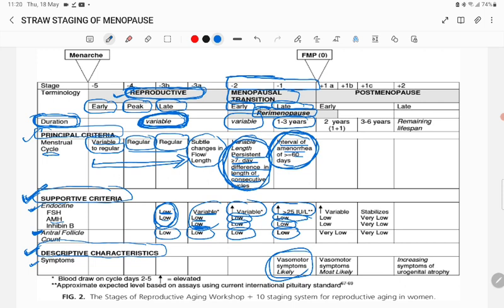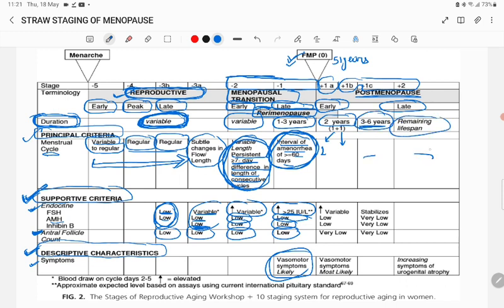Okay, then the final menopause is attained, usually at 51 years. Then the +1 and +2 stages; +1 is again divided into A, B and C. Early, it is again divided into post menopause early and late. The duration is 2 years in the early stage. That is, the first 1 year is the amenorrhea for 1 year. Then the 3 to 6 years, and the remaining lifespan, there is no menstrual cycle.